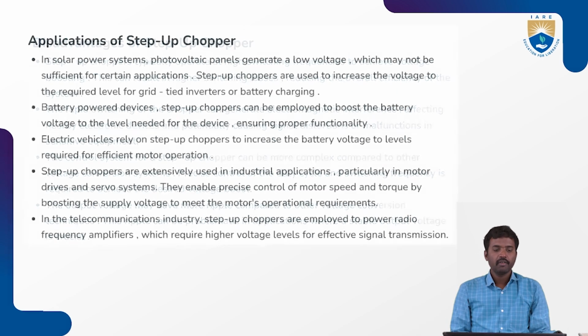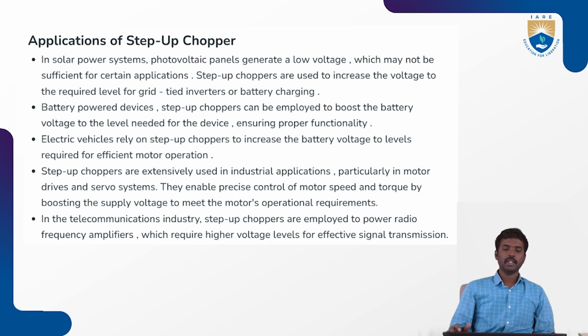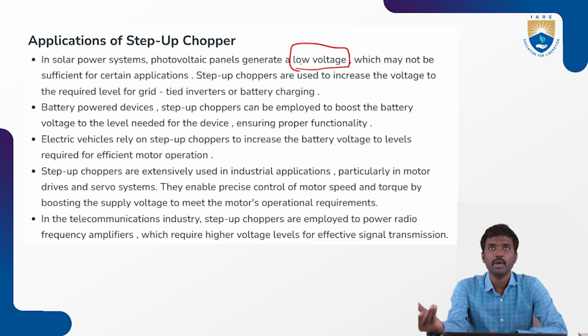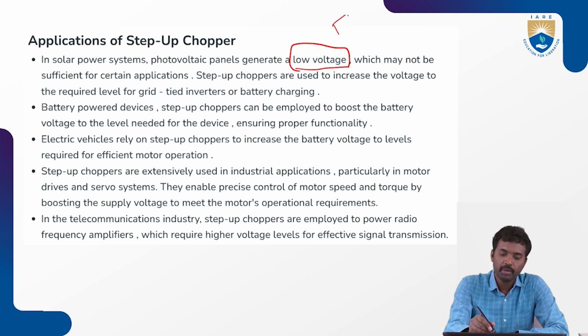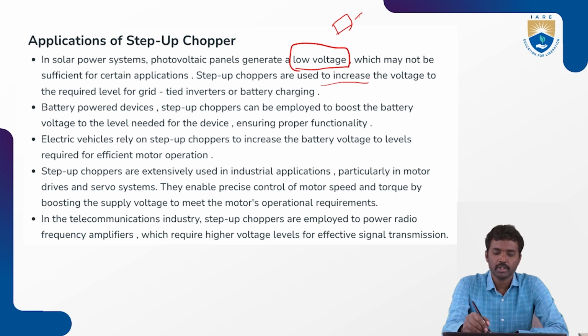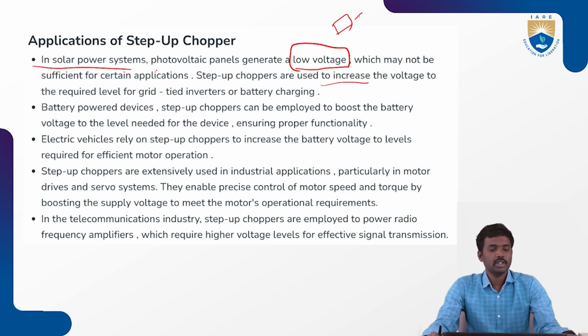And now, what are the applications? As we have discussed, solar PV generates low voltage. Photovoltaic panels generate low voltage, so we need high voltage, to increase the voltage. So we are using the step up chopper. They are used in solar panel systems.